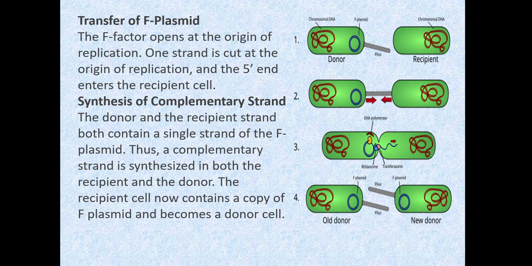Now the recipient cell has a single copy of the F plasmid, and the donor cell also has a single copy of the plasmid. Both start synthesizing the complementary strand, and now the recipient can also act as a donor cell.